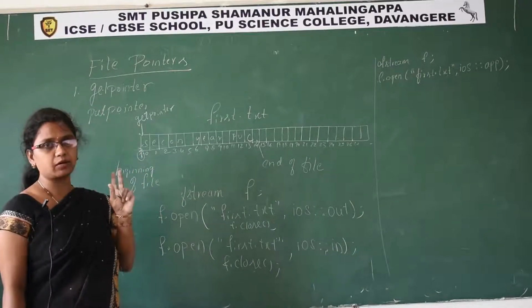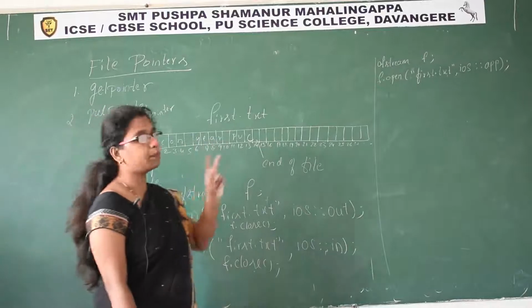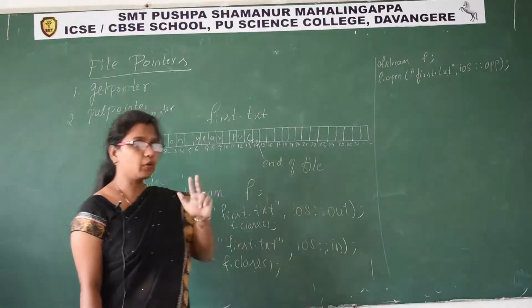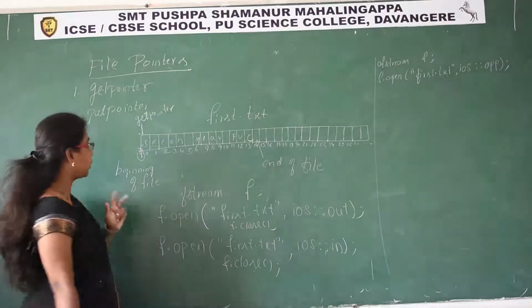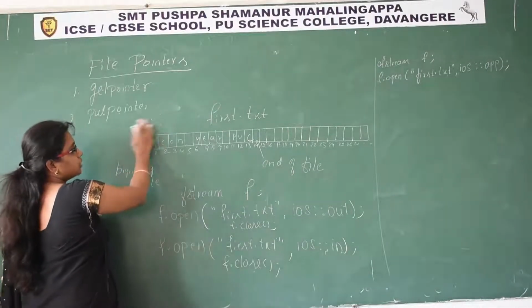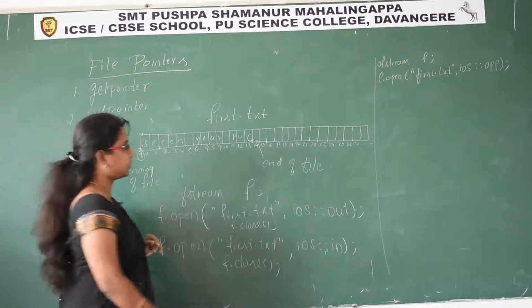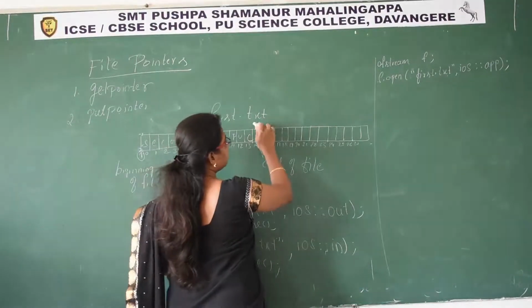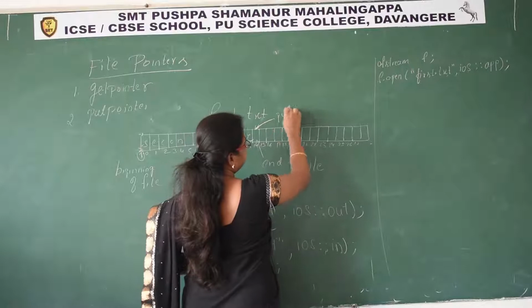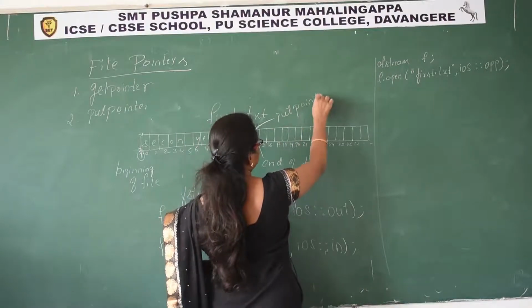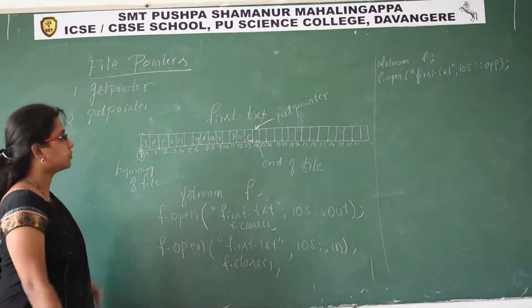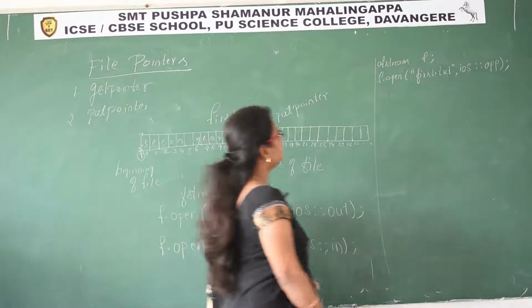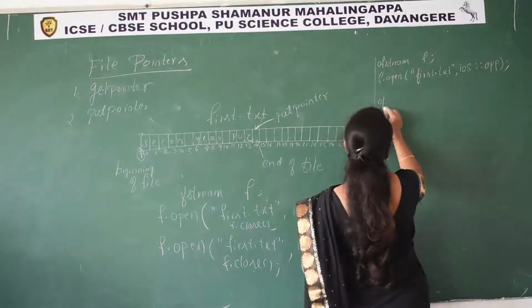You should know this much. Now I open the file in the app mode, so it is a type of write mode. Which pointer is there? Put pointer. What is the default location of the put pointer? End of the file. Now the put pointer is at the end of the file. Put pointer. Understood?